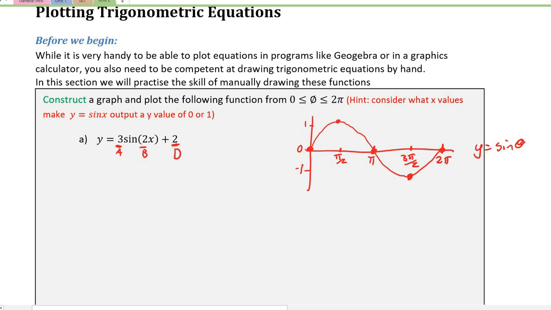A? Cool. What does A do to my function? Vertical stretch. What's the amplitude of my y equals sine theta? Yeah, you're jumping ahead. This one here, what's its amplitude? The one that I just drew.